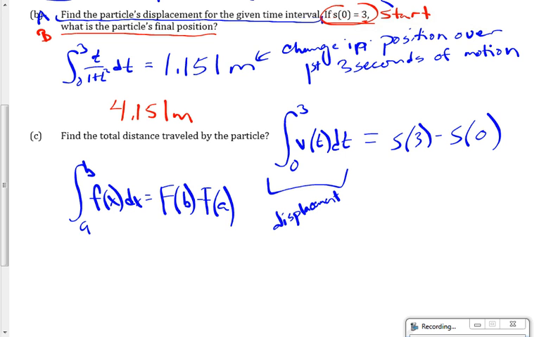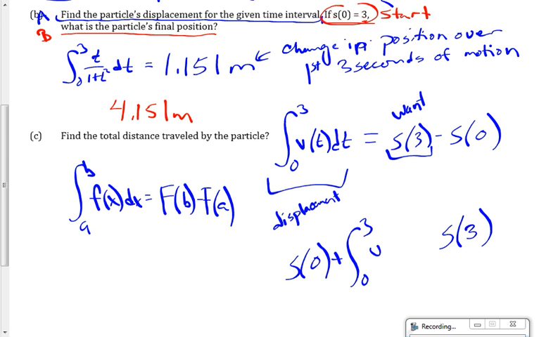Which now is an algebraic step away. This is what I want, right? If I add s sub 0 to both sides, this is another way of doing the fundamental theorem of calculus. To get a final position, you take a starting position and then add the displacement over the time interval.